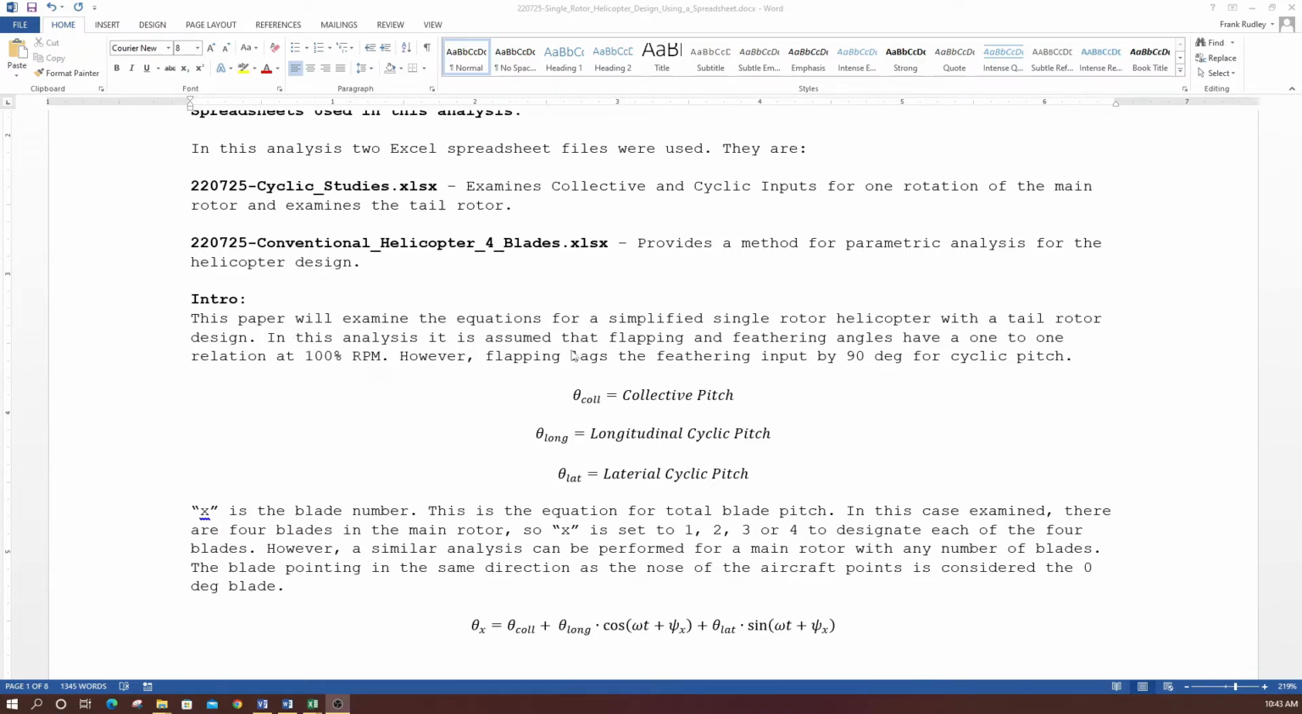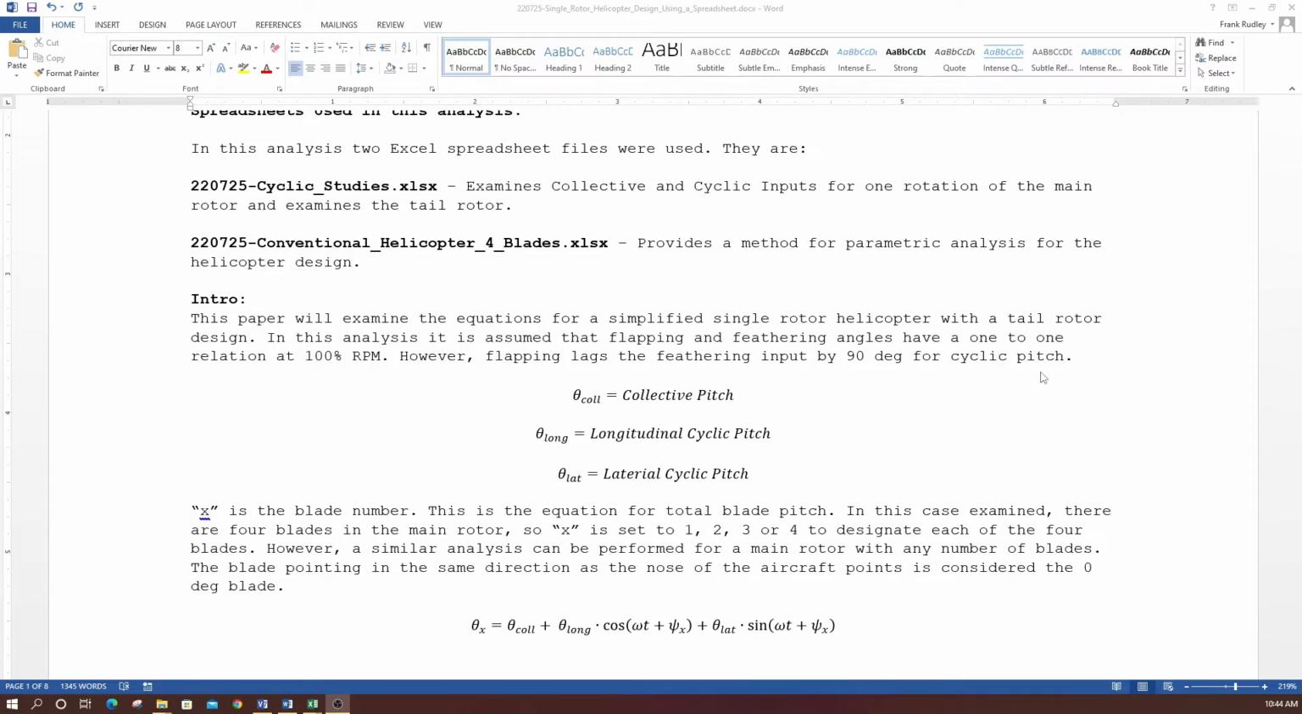So in this analysis, it is assumed that flapping and feathering angles have a one-to-one relationship at 100% RPM. However, flapping lags the feathering input by 90 degrees for cyclic pitch. So there's some amazing things about cyclic pitch, and I would hope to give a presentation on why flapping lags feathering. As the rotors spin around, you put a pitch input in. That's what feathering is, the pitch input.